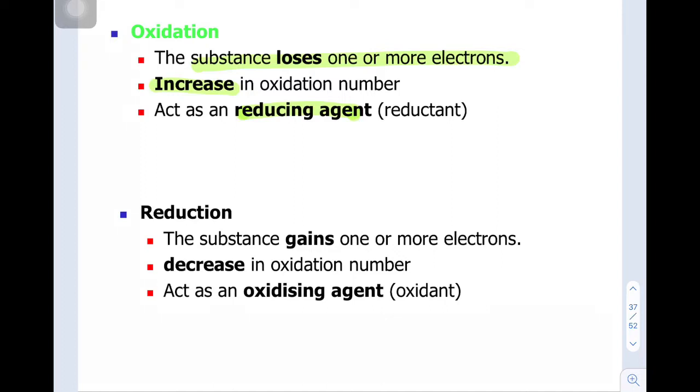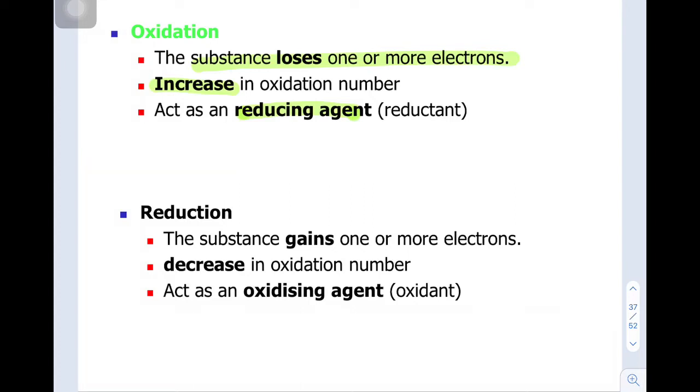Oxidation is a reaction when a substance loses one or more electrons. When electrons are lost by any substance, that substance undergoes an oxidation reaction. When the substance loses electrons, its oxidation number will increase, and at the same time it will act as a reducing agent, or what we call a reductant.